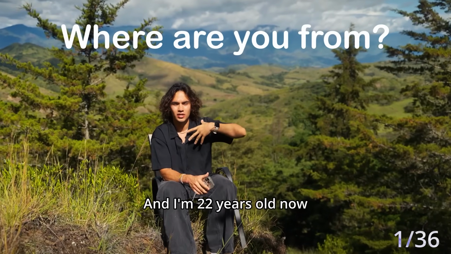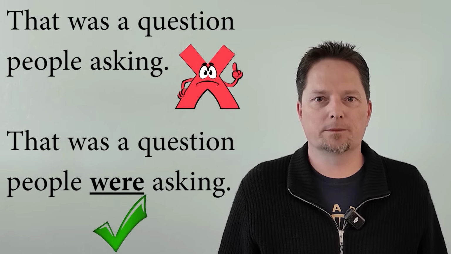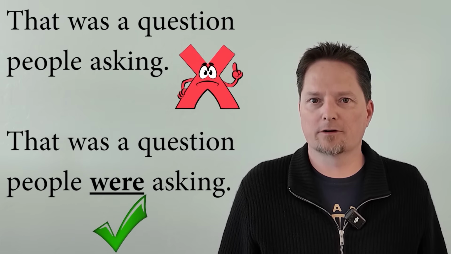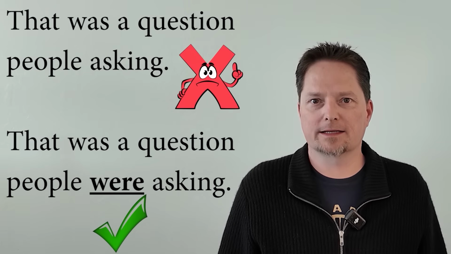This is also not correct. And I'm 22 years old now, so that was also a question people asking. I'm 22. I cannot say that was a question people asking. I need a verb. I need the verb to be. I can say were. That was a question that people were asking. Or I can use have been. That was a question people have been asking.